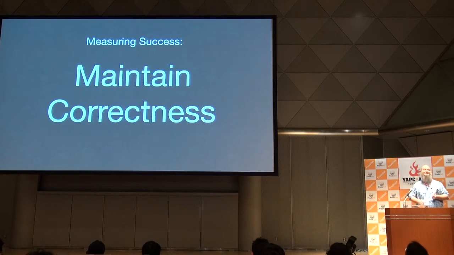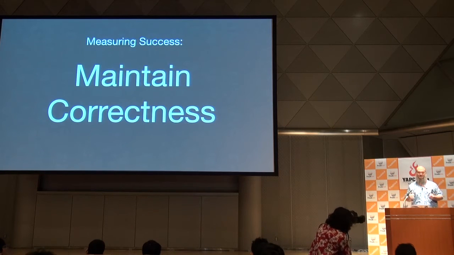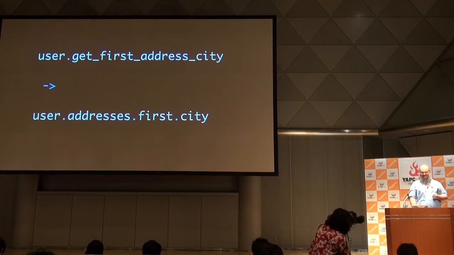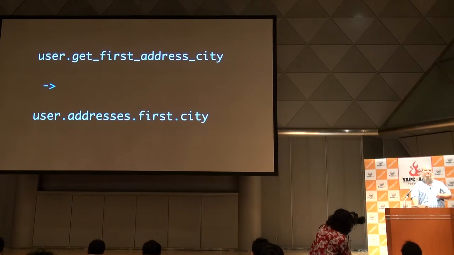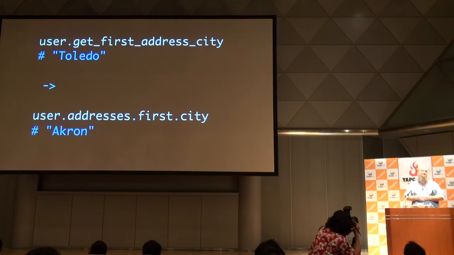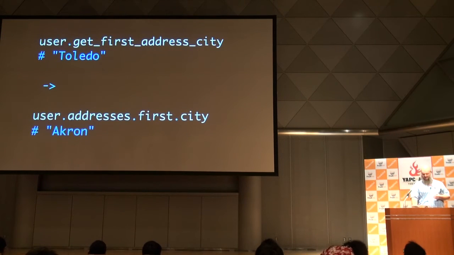So if we want to talk about measuring refactoring success, the first thing and the most important thing is to maintain correctness, which is to say, to not change the behavior of the code. That is, after all, the point of refactoring. To take a previous example, if I took this little example of refactoring a user with multiple addresses into a list of address objects, and I change the order they come back in, I have failed. A refactoring should not change behavior.